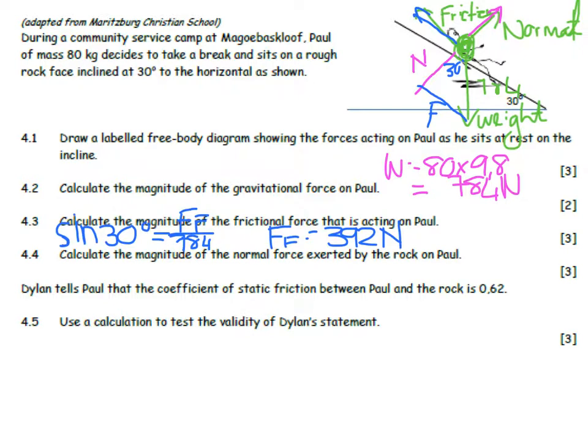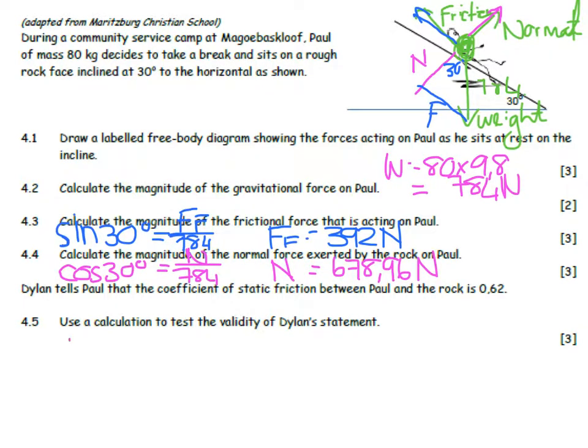This time I'm looking at the adjacent side, so cos of 30 degrees is equal to the normal divided by 784, and the normal turns out to be equal to 678,96 newtons. Dylan tells Paul that the coefficient of static friction between Paul and the rock is 0,62. Use a calculation to test this.